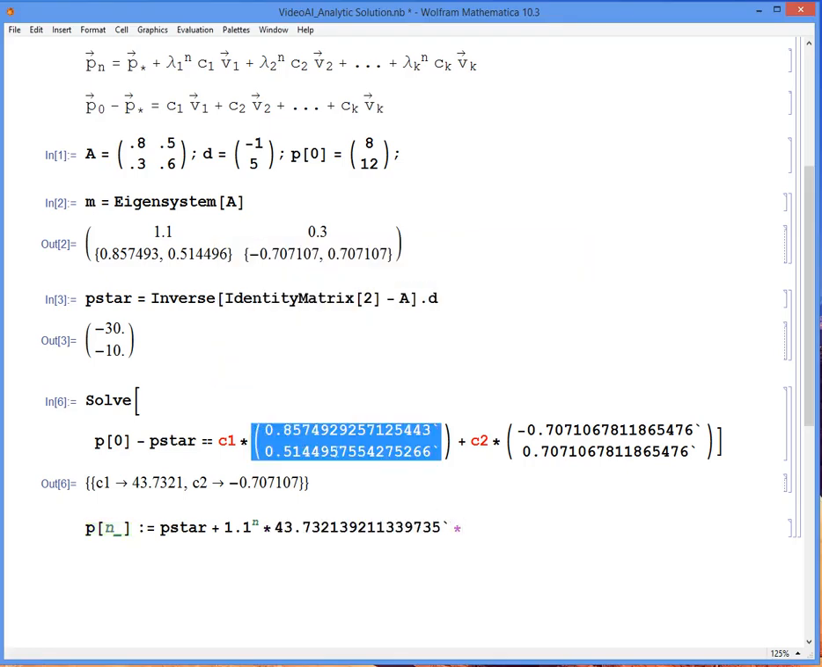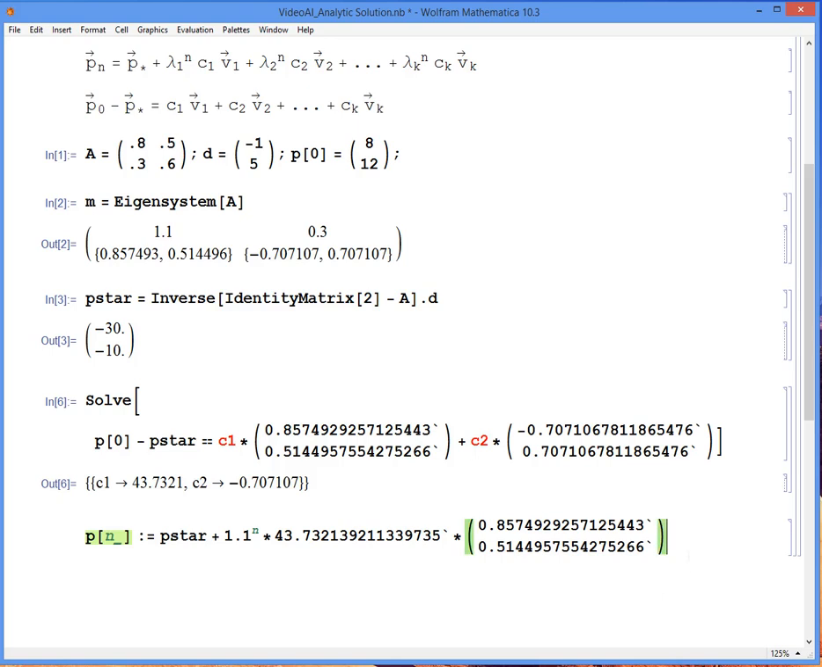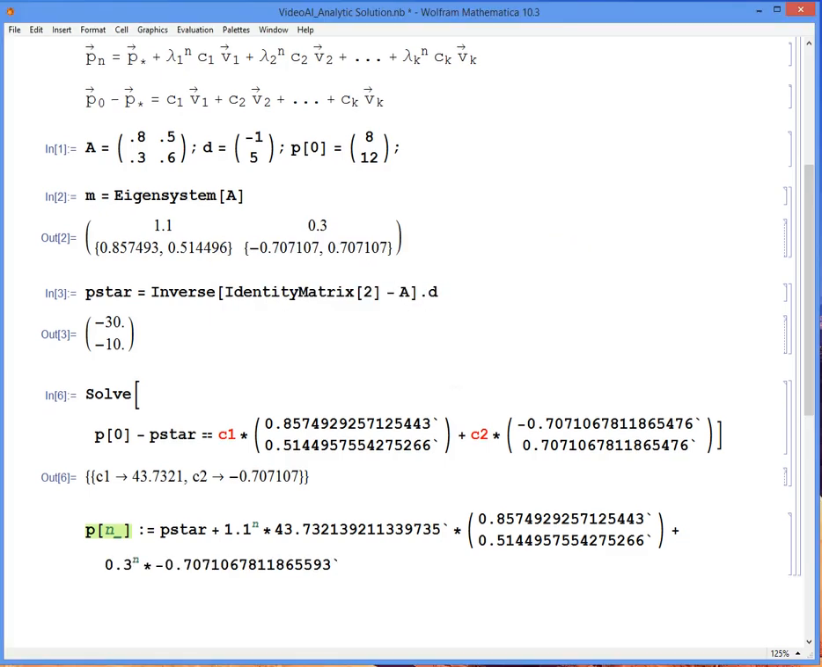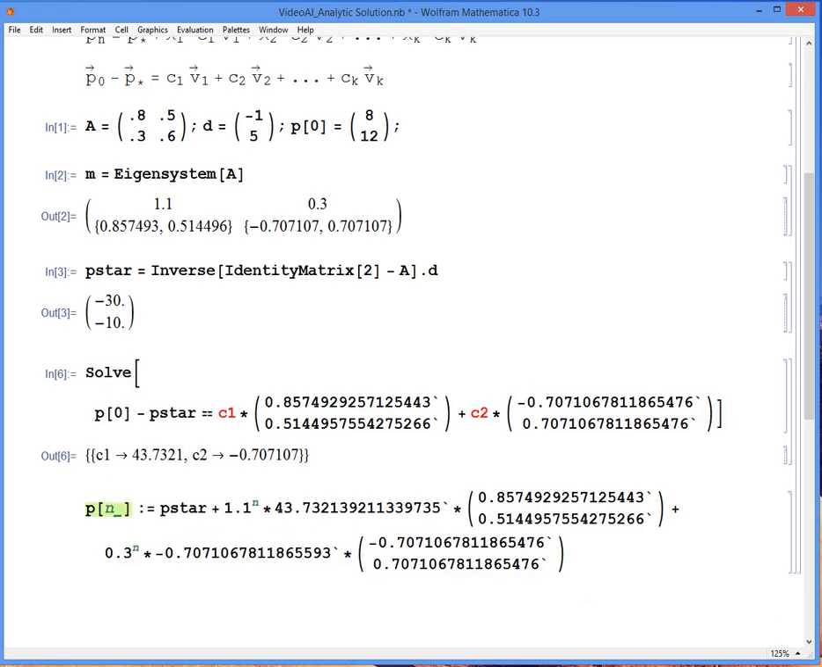times V1. So I've already typed in this vector once. I don't want to waste time copying and pasting the individual terms. I can just copy the vector, right? Plus 0.3, this is my lambda 2. Remember, Control 6 gives me raised to the n. Times C2, this value right here, times V2. And again, I had V2 up here in this solve statement, so I'll just copy and paste. And that's it, right? So I've got P star plus lambda 1 to the n times C1 times V1 plus lambda 2 to the n times C2 times V2. So I'll hit Shift Enter, and now I've got my analytic solution ready to go, right?